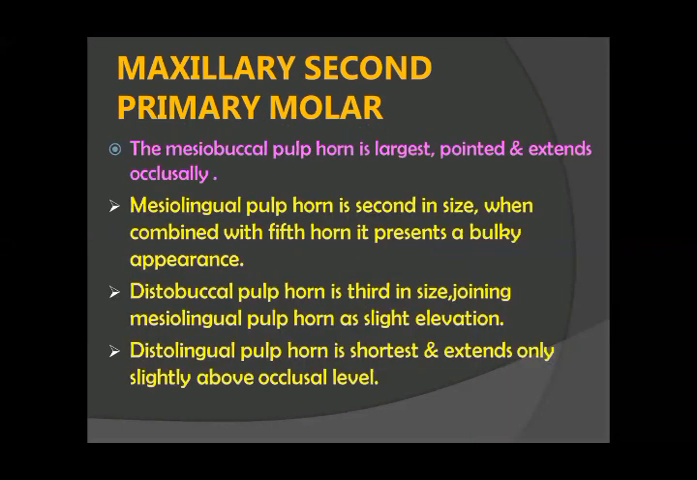In the maxillary second molar, the mesobuccal pulp horn is the largest, pointed and extends up closely. Mesolingual pulp horn is second in size. When combined with the fifth horn, it presents a bulky appearance. Distobuccal pulp horn is third in size, joining the mesolingual pulp horn as a slight elevation. Distolingual pulp horn is shortest and extends only slightly above occlusal level.